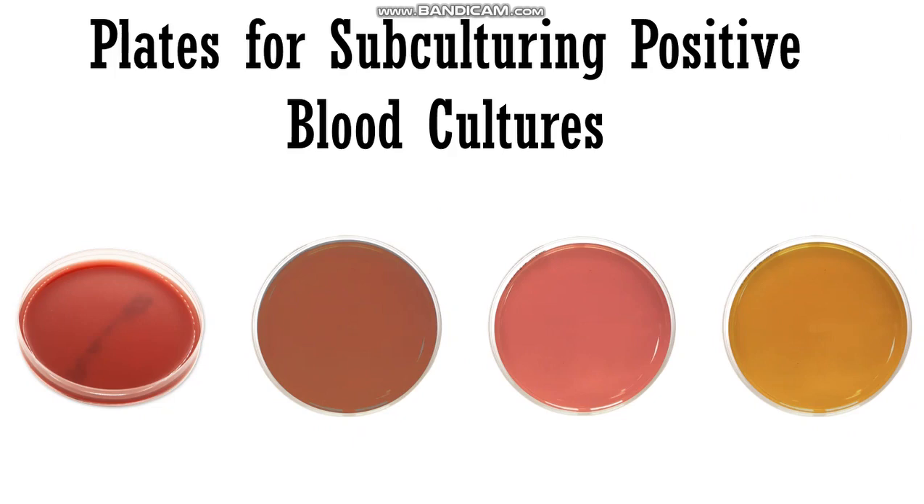Once a blood culture bottle is flagged positive, the sample must be subcultured onto specific agar plates to isolate and identify the pathogen. The first plate we have here is blood agar, a general purpose medium that supports the growth of most bacteria. Blood agar is also useful for observing hemolysis patterns, which can provide preliminary clues about the organism, whether it shows alpha, beta, or gamma hemolysis.